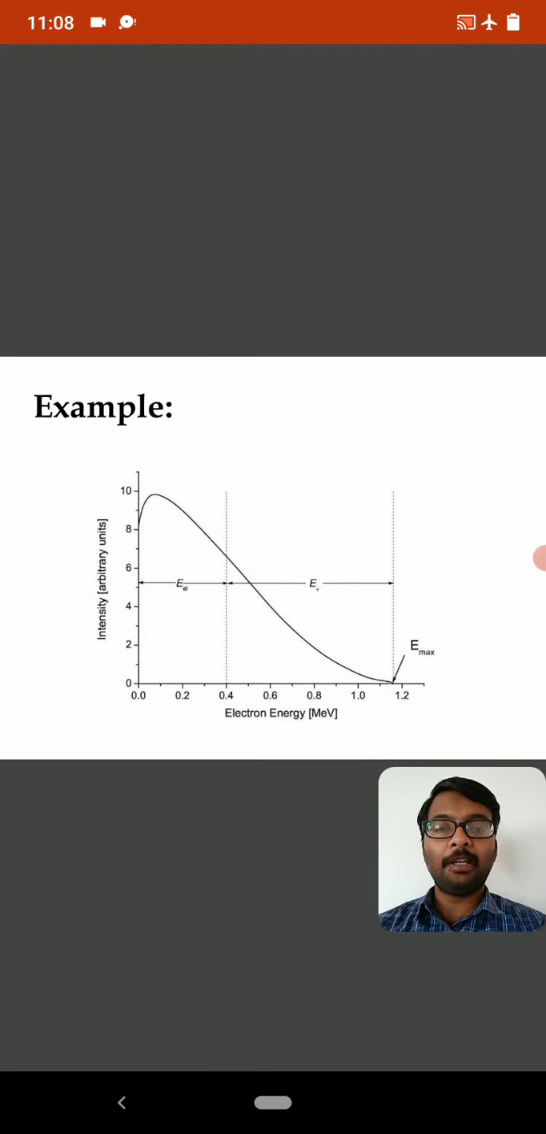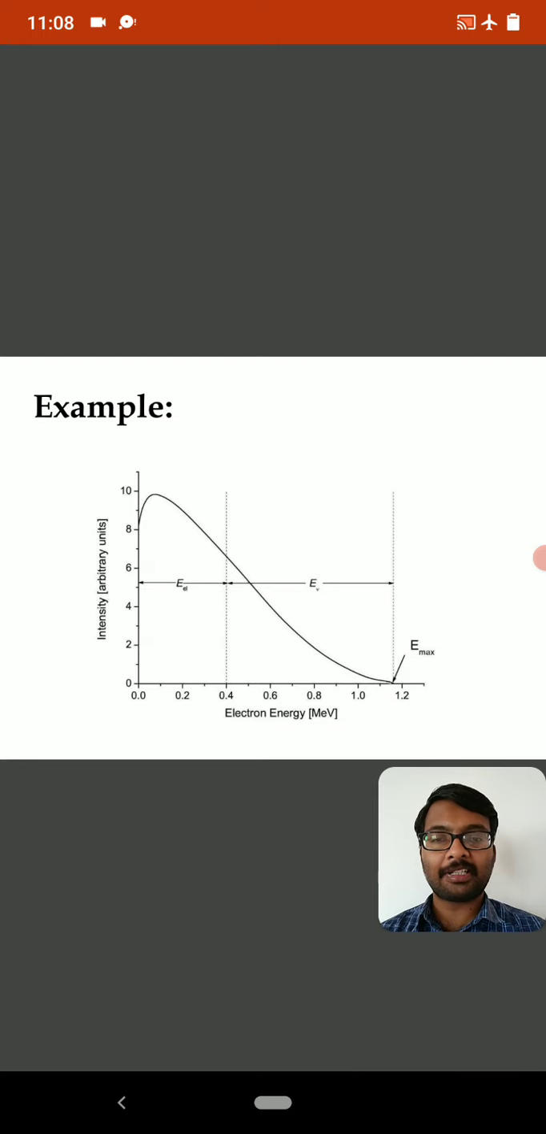So this is the continuous beta spectrum of the bismuth 210 radioactive source. So the bismuth 210 radioactive source undergoes beta decay and the spectrum of that beta decay is in this manner. So here the intensity or number of counts is plotted along the y-axis and energy in terms of mega electron volts is plotted along the x-axis. Then if you look at this continuous spectrum, the electron or the beta particle carried only 0.4 mega electron volt energy.